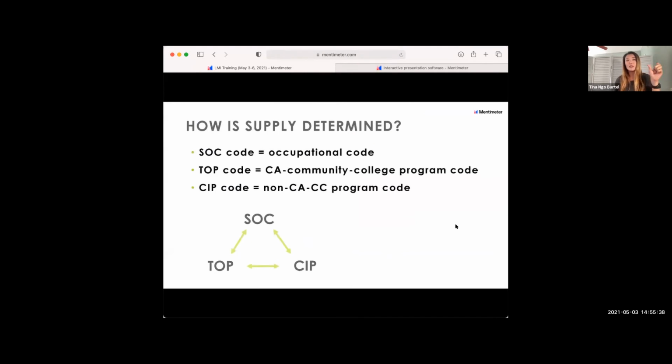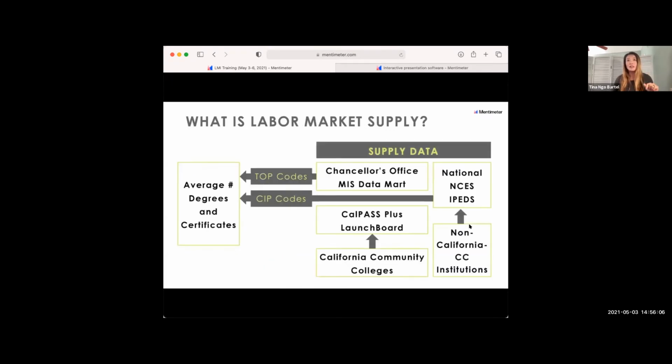If you remember, we look at the occupational code, the SOC code, and then we match it up with related programs using the TOP and ZIP codes. Again, if you're not a California Community College institution, you'll report your data using CIP. If you are a California Community College institution, you'll report it by TOP. And we also report by CIP to the federal government. But again, I just want to focus on this so you can see the differences. Then using this crosswalk, the data gets reported up, and then we look at the average number of degrees and certificates. So that's how we're able to capture that data.